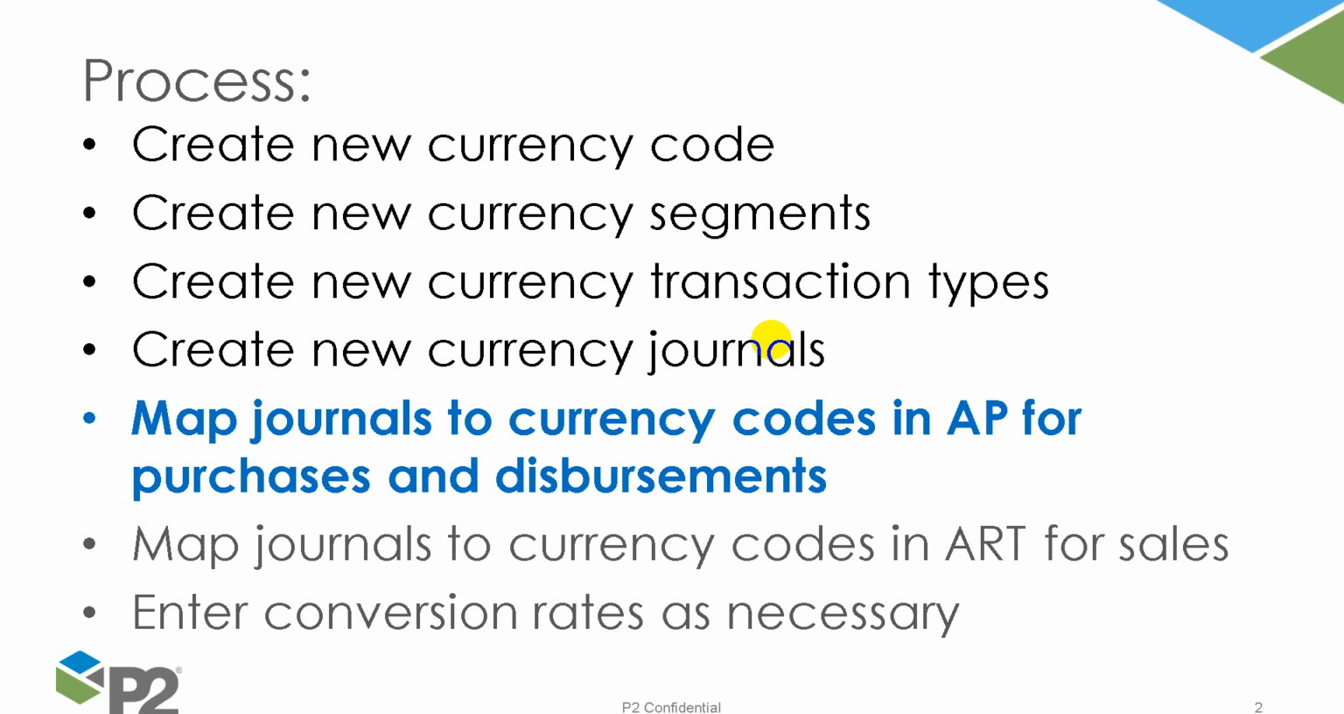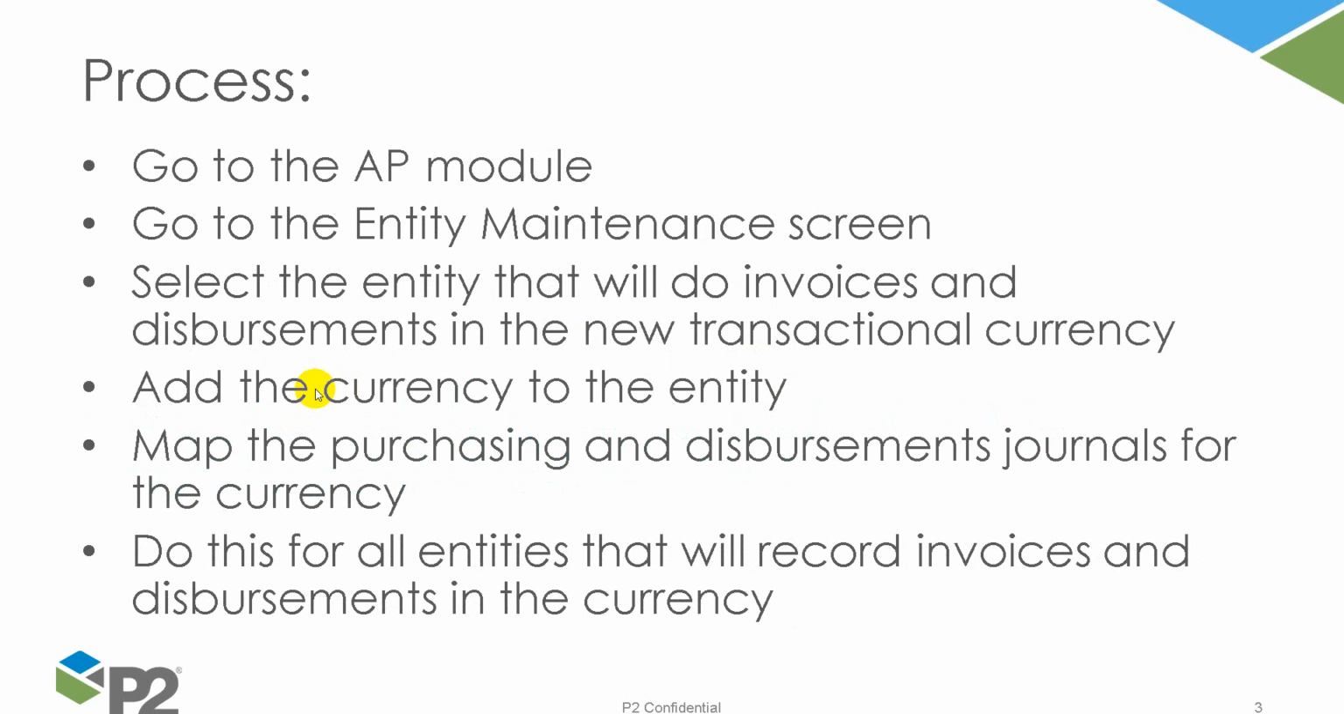And that step consists in mapping the journals to the currency code, in this case, the new transactional currency, in AP for purchases and disbursements. So the first thing we need to do is go to the AP module, then go to the entity maintenance screen. We will select the entity for which we will be doing invoices and disbursements in the new transactional currency. We will add the new currency, in this case GBP, to that entity. Then map the purchasing and disbursements journals for that currency and do this for all the entities that will have transactions in the currency.